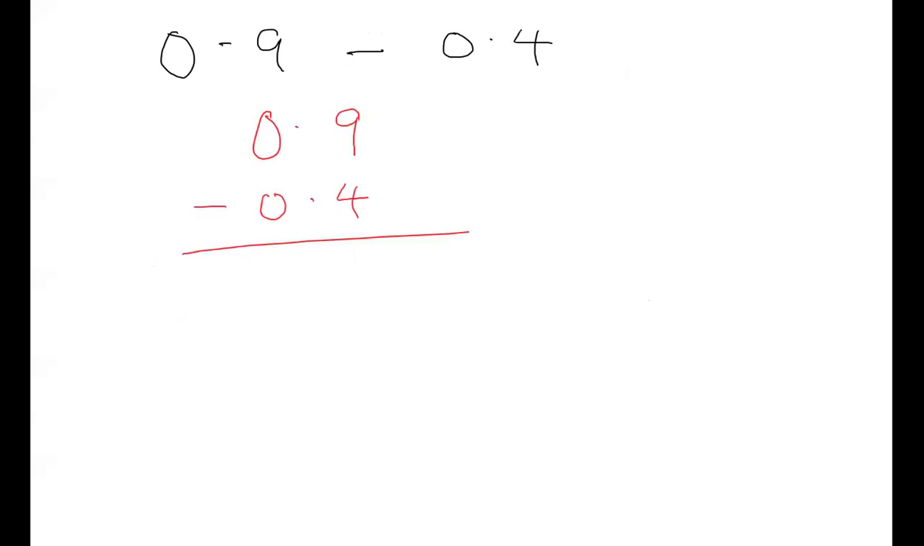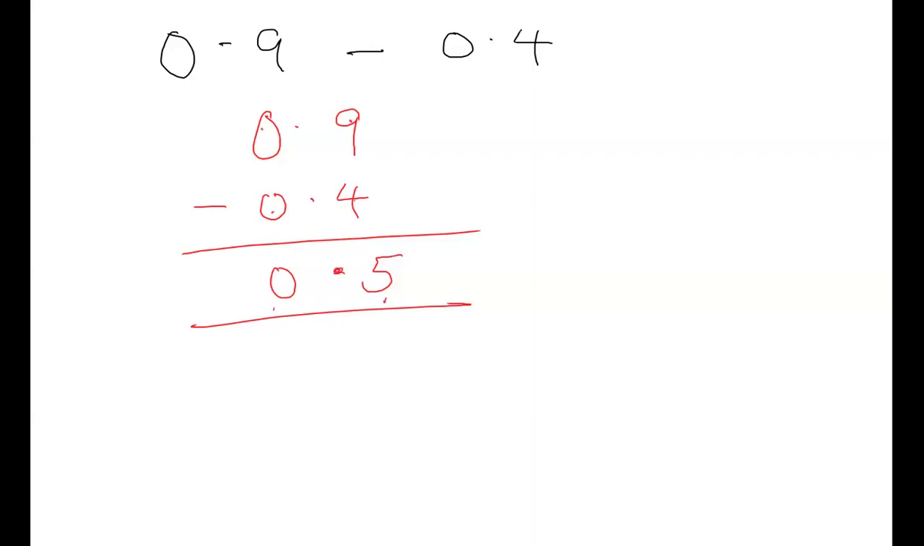It doesn't matter. So if you have 0.9 minus 0.4, in this case the biggest one has to be on top, so you wouldn't make the mistake. So it's going to be 0.9 and 0.4. That gives you 0.5, isn't it? 9 minus 4 is 5, 0 minus 0 is 0. Then you put the decimal there.